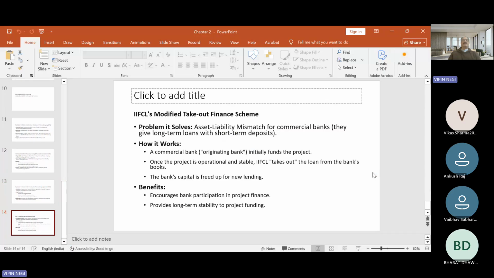The benefit is that it encourages bank participation in project finance, and it provides long-term stability to project funding. So it guarantees the stability of the financial health of that particular project in the long run. So this is the objective of this particular agency or institution in India's case.